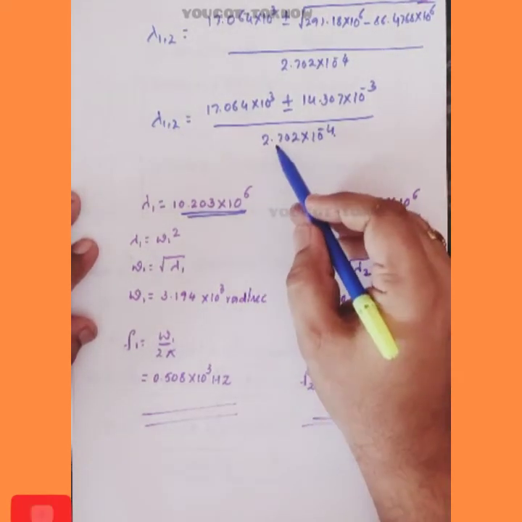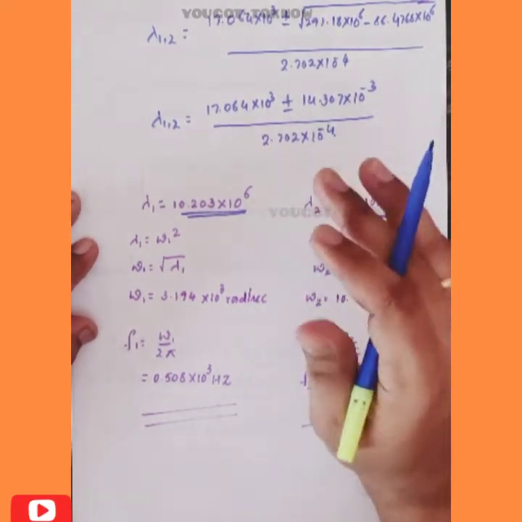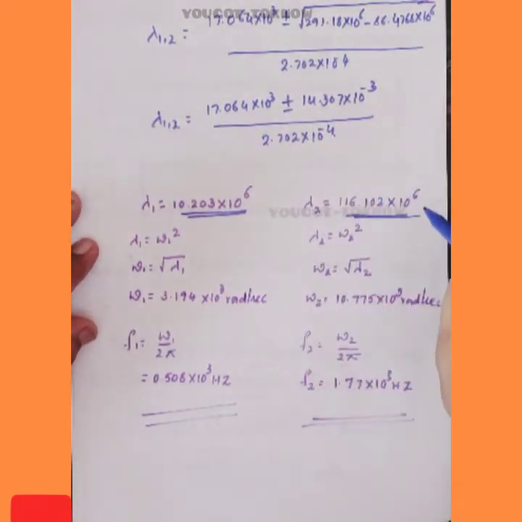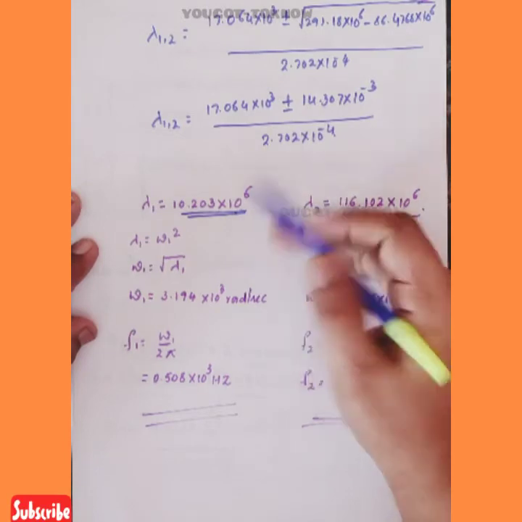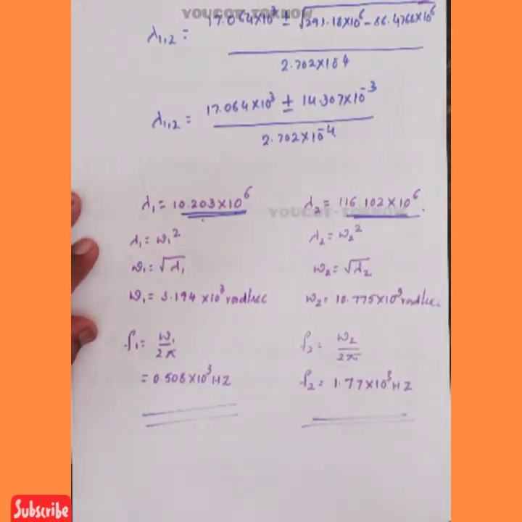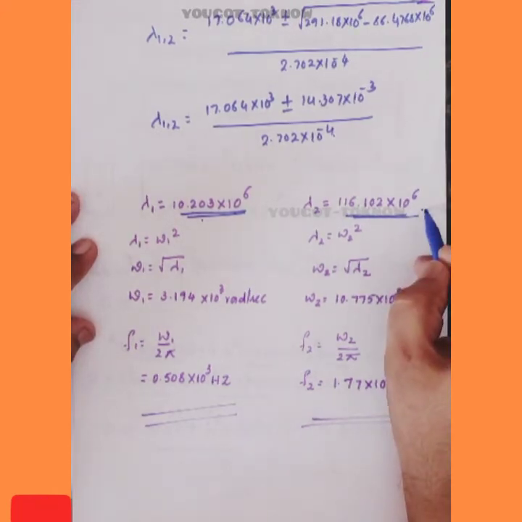Here you can take the lowest value as the first, that is the lowest natural frequency. Start from the lowest natural frequency. Because if you add plus, you are going to get first this value, then this value. Now, I am taking lambda 1 as the lowest value, lambda 2 as the highest value. Always start from the lowest value, then the next one. Then you go with the lowest frequency. Now, lambda 1, lambda 2, you got it.